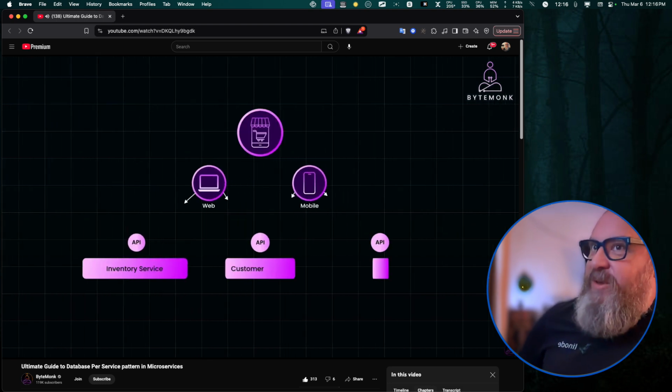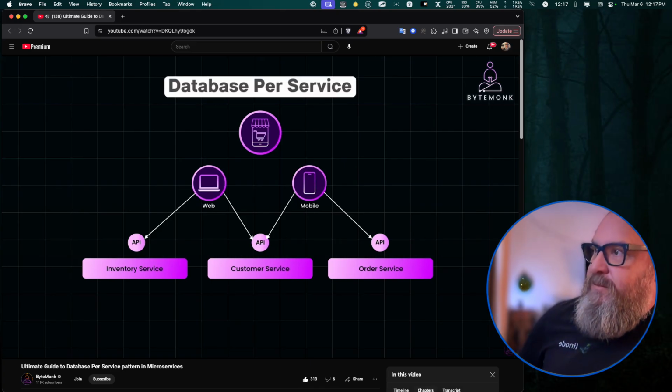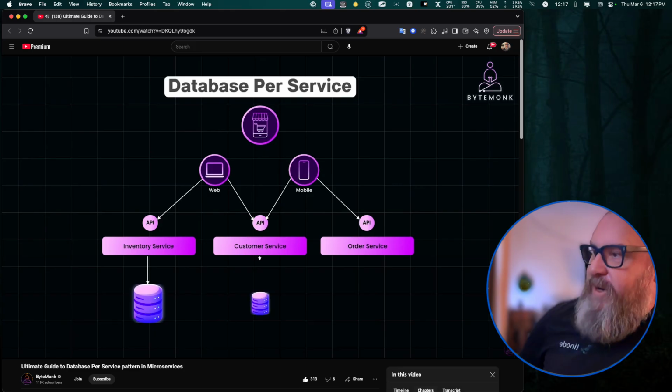Right. For example, imagine an e-commerce platform. You might have separate services for managing inventory, customer data, and order processing. Using the database per service pattern, the inventory service will have its own database, customer service will have its own, and order service will manage its own data as well.